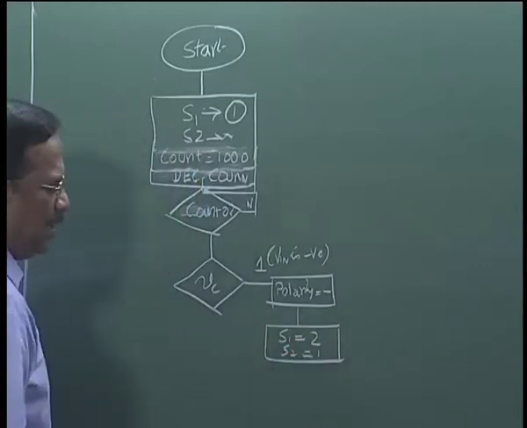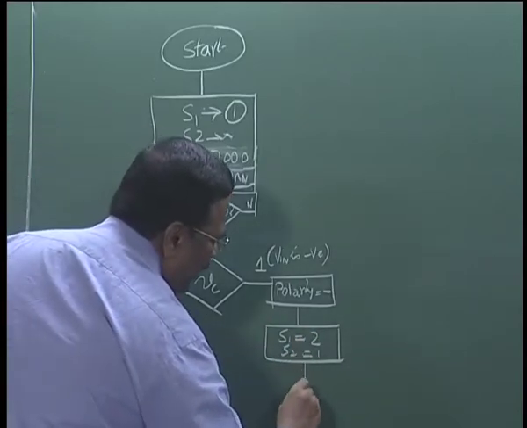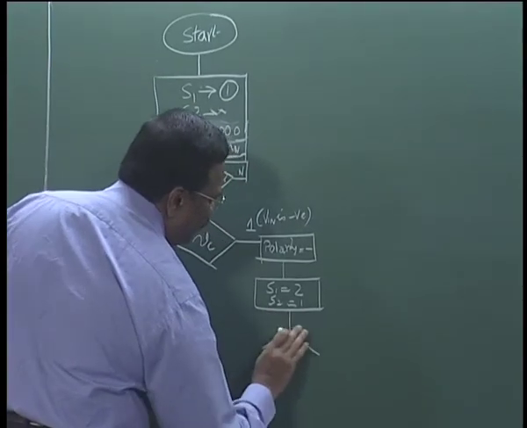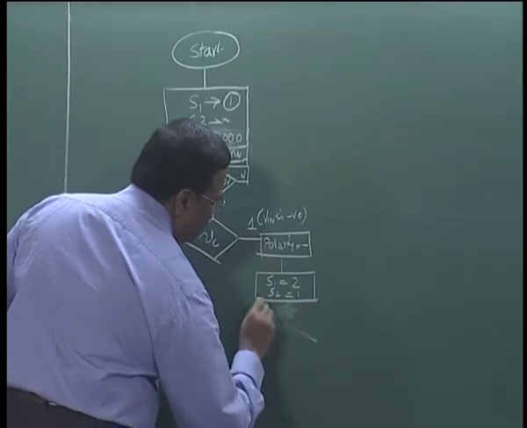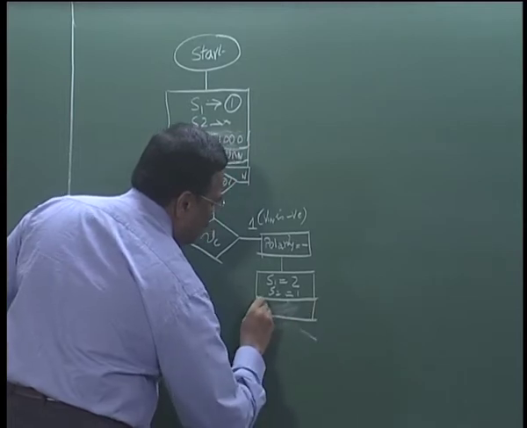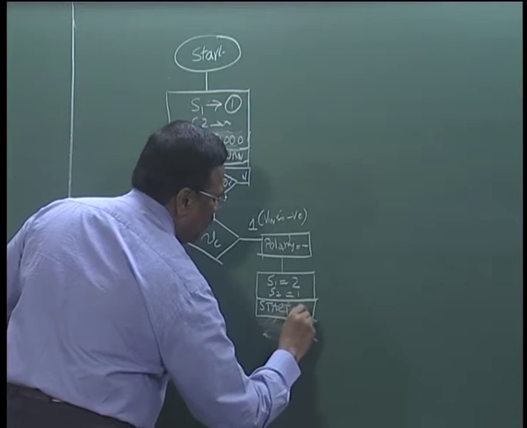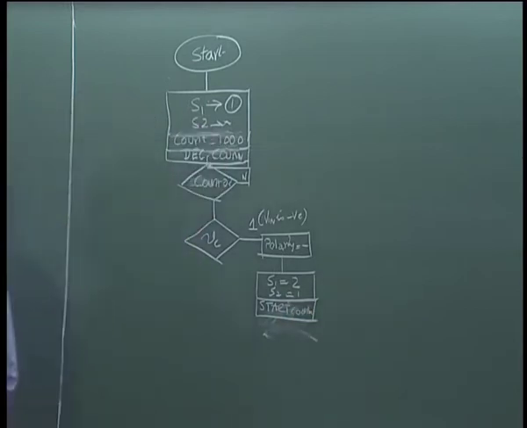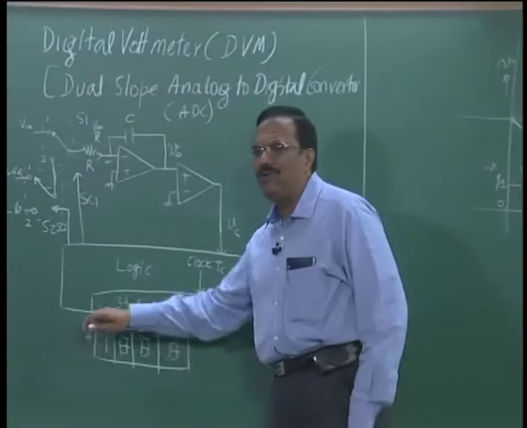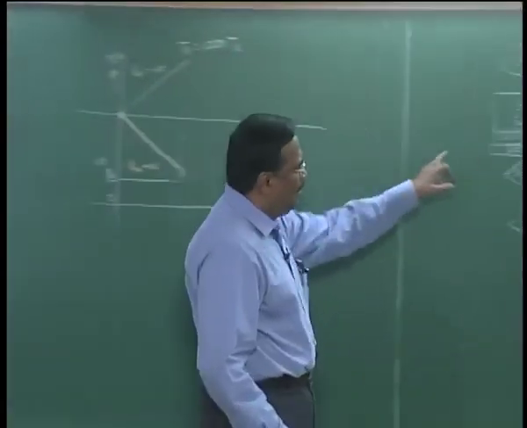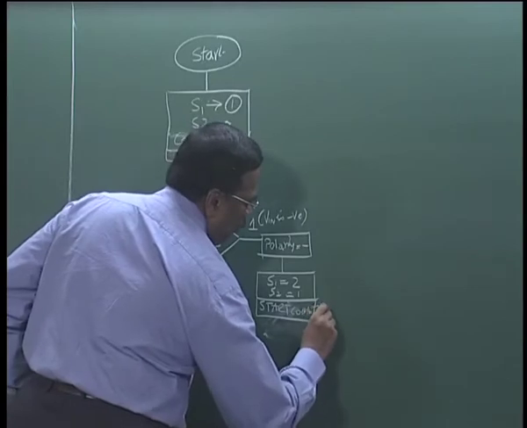Right, and then we keep checking. We also start the counter. So, which means the counter is already 0, it will now start counting up, right. So, this is count down, this is count up.